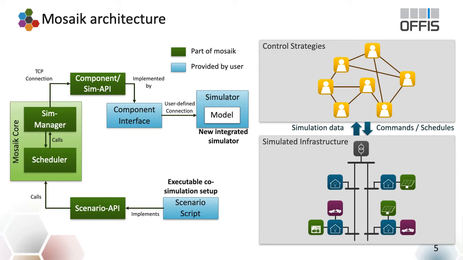Therefore, I want to present here a very, very rough overview of Mosaik's architecture. At the very core of Mosaik, we have two components, the scheduler and the simulation managers, and they interact with each other. These are the components that identify which simulator needs to be stepped next, what can be done in parallel, what has to be done in sequence, and how the connections to all the simulators on different machines are managed. So this is all Mosaik Core.